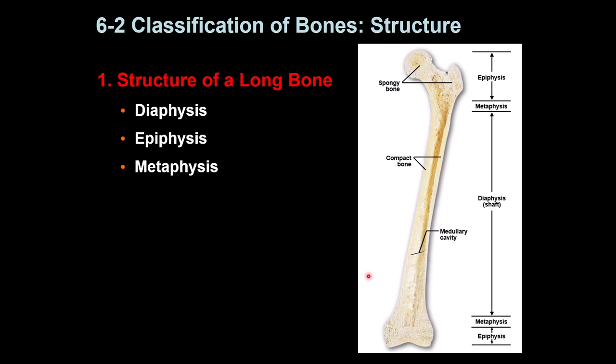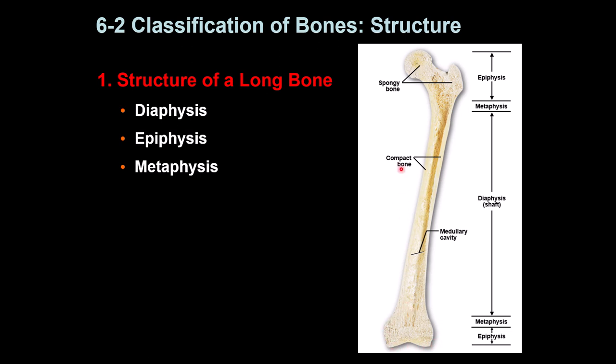Another thing to look at is the two different types of bone here. One is called the compact bone. This is really a hard bone, located in the periphery. It is really thick in the diaphysis, but becomes thinner in the epiphysis.